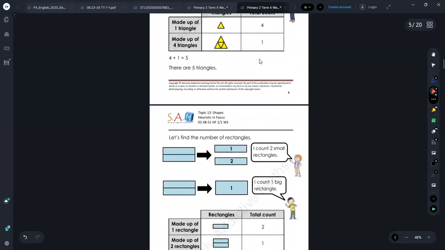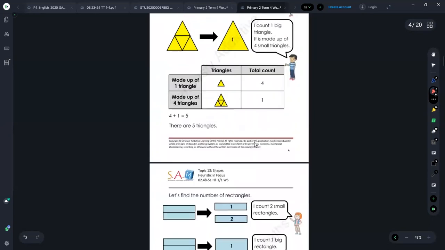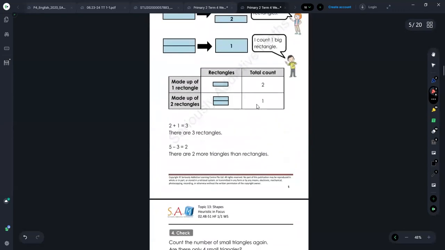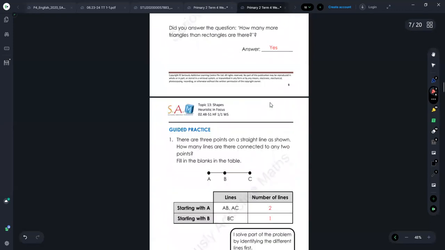You can teach them how to do it. Demonstrate and explain to them. So this is made out of 4 small triangles, and then 1 big triangle. For the rectangles, 2 small rectangles here, and then the big rectangle, 1. Then get that on screen.